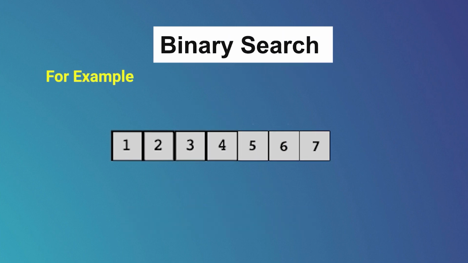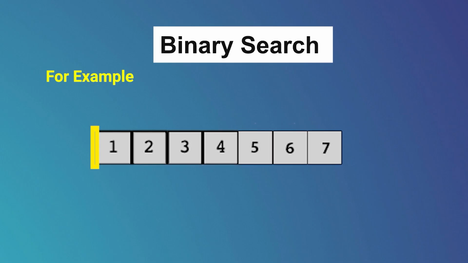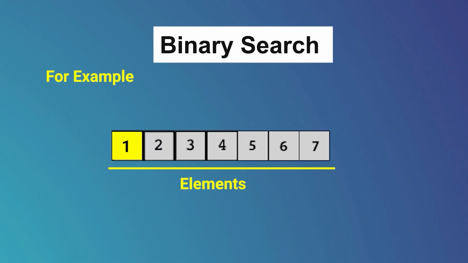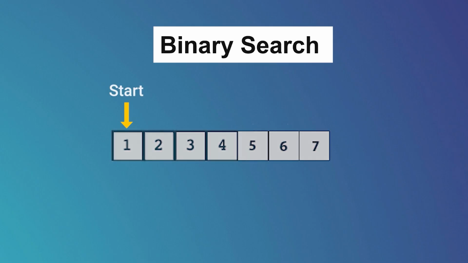Say for example, as shown in this window, I have been given an array with 7 elements. The first element is 1, the second element is 2, then 3, 4, 5, 6, and the last element is 7. This is my first pointer, start, which will point to the first element. The element having the value 4 is my middle element, and the element having the value 7 is my end element. So these are the 3 pointers required in binary search operation: start, middle, and end.